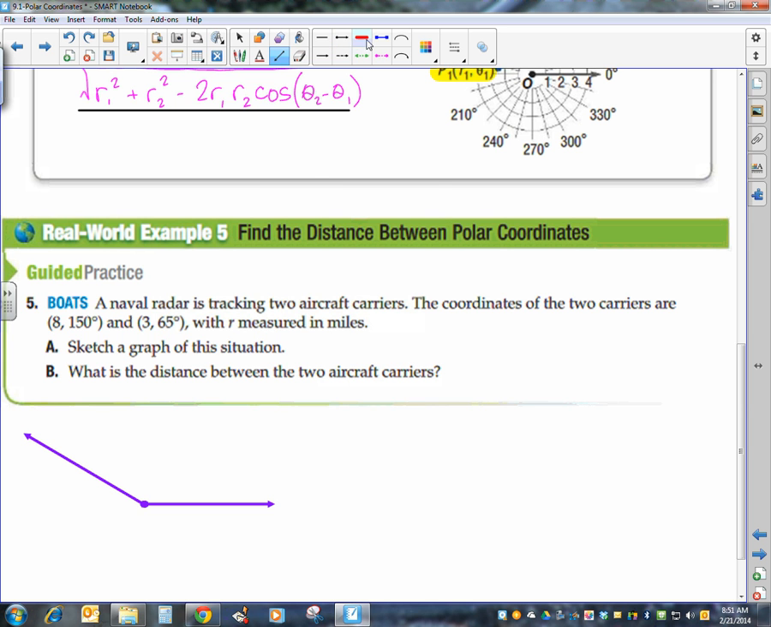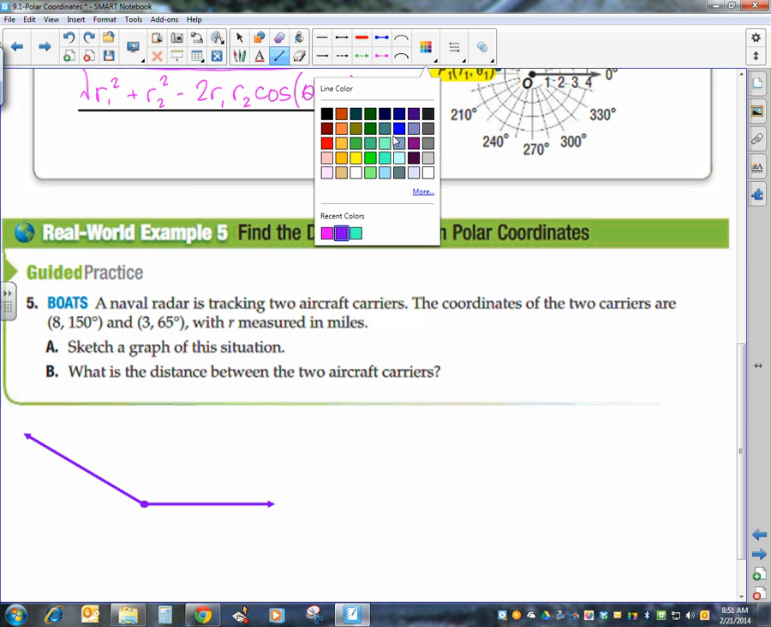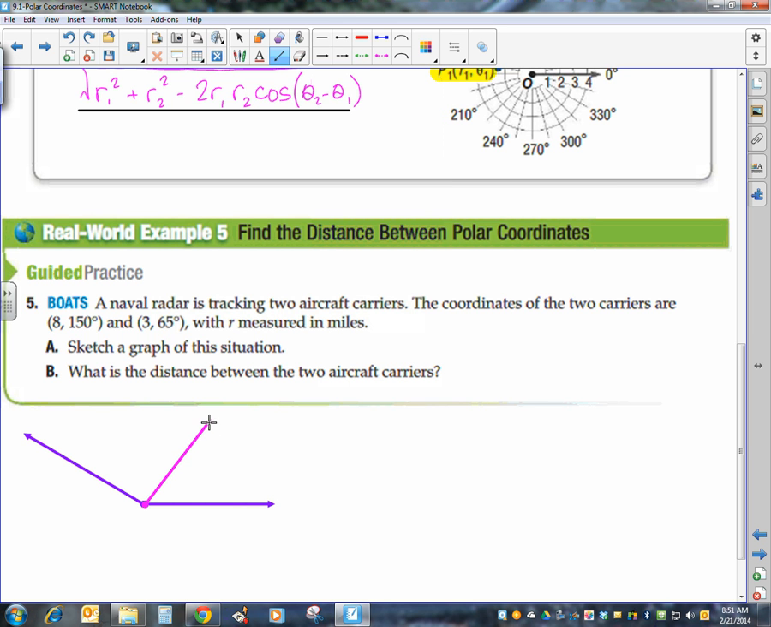And then if I go plot 65, 65 is going to be somewhere around here, something like that. Okay, so my (8, 150) puts a point 8 units right here, 7, 6, 5, 4, 3, 2, 1. Not drawn to scale. Sorry about that. And then this one would be 1, 2, 3. So there's my other point.